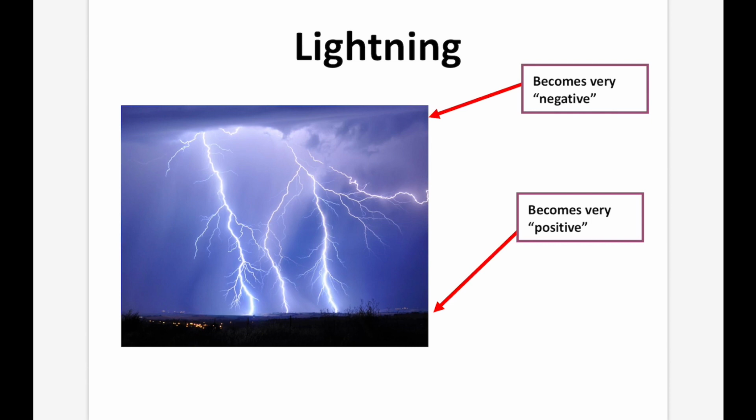In lightning, you get a really negative bottom part of the cloud. It's so negative compared to the positive ground down here that the electrons are able to jump from the bottom of the cloud to the ground. You can also get differing charges within the cloud as well. So if you get positive sections inside the cloud, you can get lightning within the cloud. So we can get cloud to cloud or within the cloud itself.